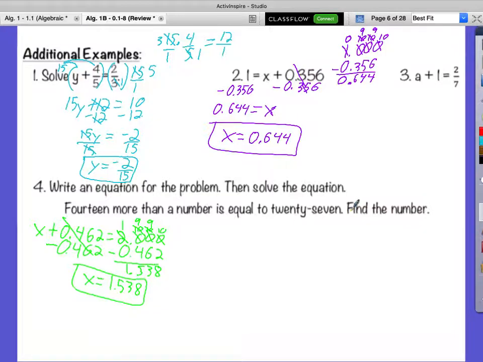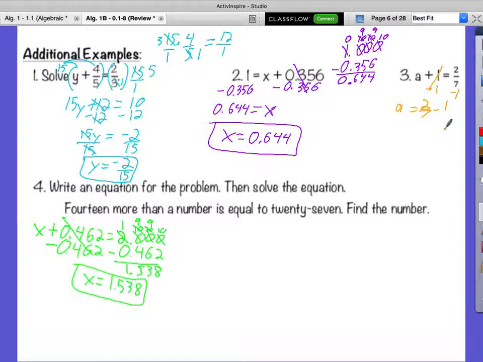Okay, so if we have a plus 1 is equal to 2 over 7, we have addition. How do we undo addition? You do subtraction. So what are we going to subtract by? 1, right? Because 1 minus 1 is 0, that's how we get rid of it. Now if I subtract the left side by 1, what do I do to the right side? Subtract by 1, same exact thing. Now we have a is equal to 2 over 7 minus 1.